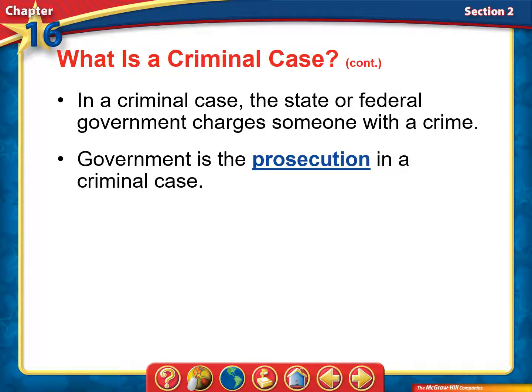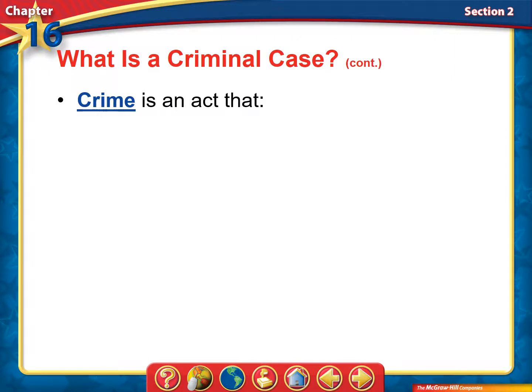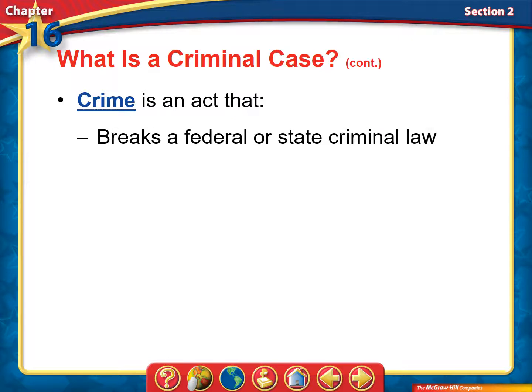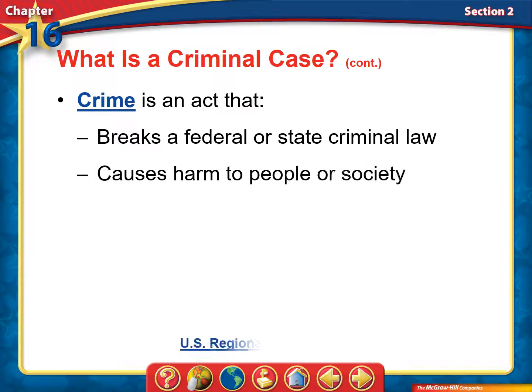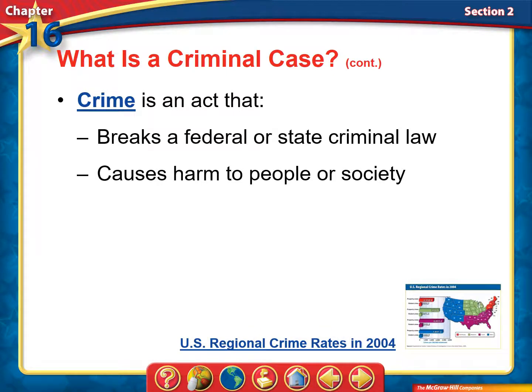And the difference between a crime and a civil case is a crime is something that harms the safety of the society. And so our formal definition of a crime is an act, an action that breaks a law and causes harm to society or people in general, or even individuals. So, a crime either breaks a federal or state criminal law, and it may be something that causes harm to people or harm to society in general.